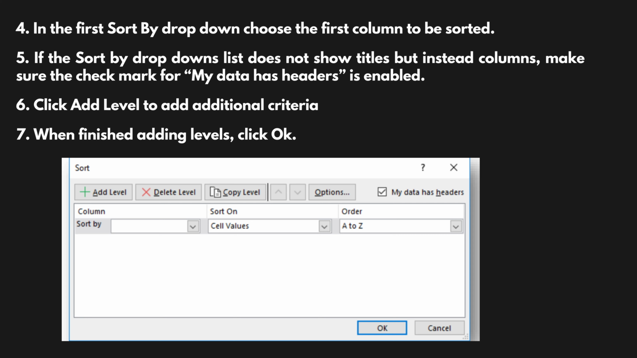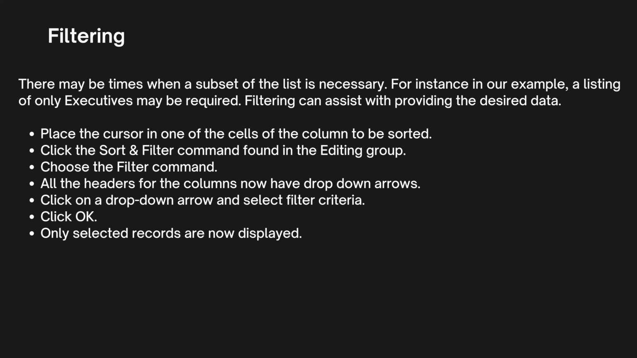Filtering. There may be times when a subset of the list is necessary. For instance, in our example, a listing of only executives may be required. Filtering can assist with providing the desired data. 1. Place the cursor in one of the cells of the column to be sorted. 2. Click the Sort and Filter command found in the Editing group. 3. Choose the Filter command.